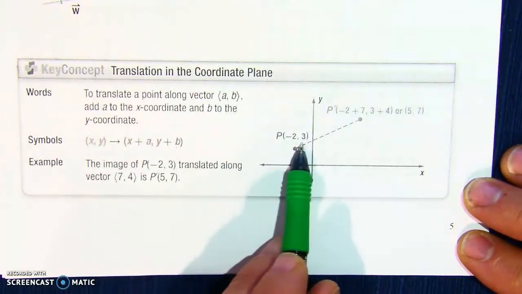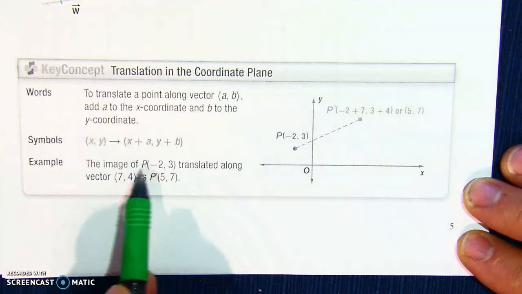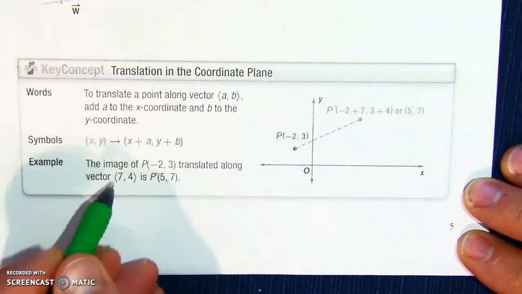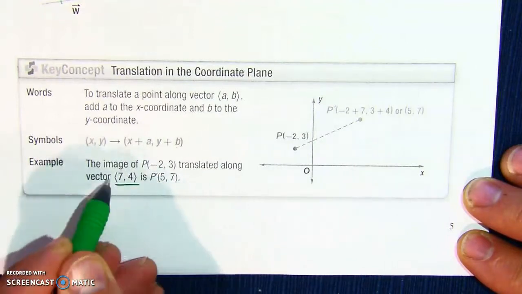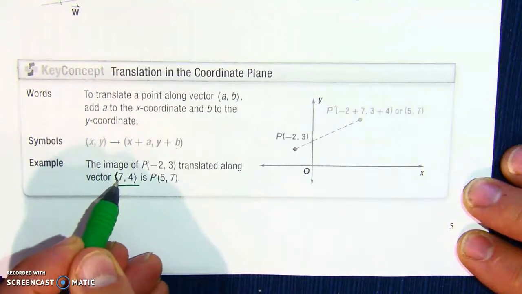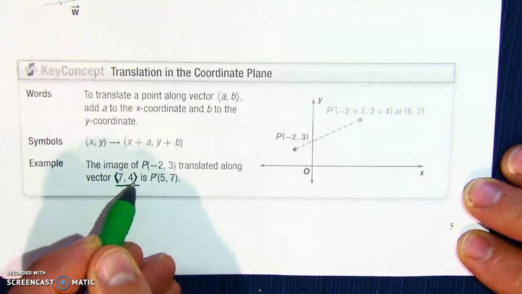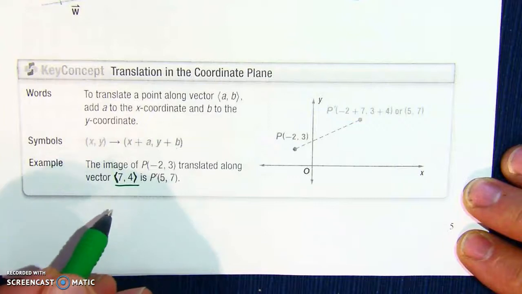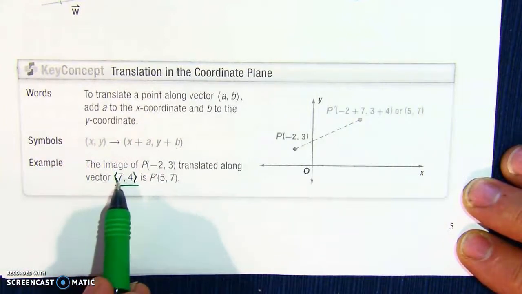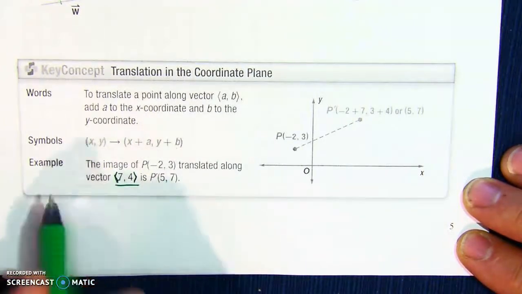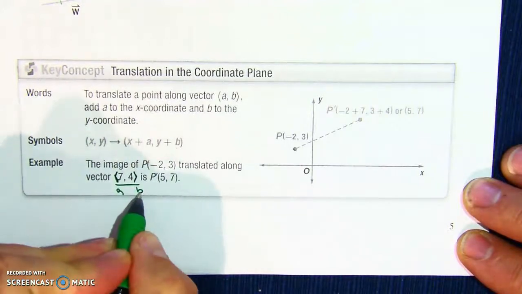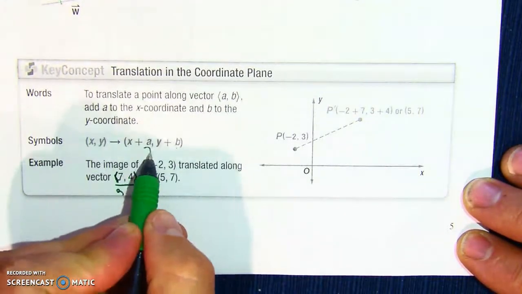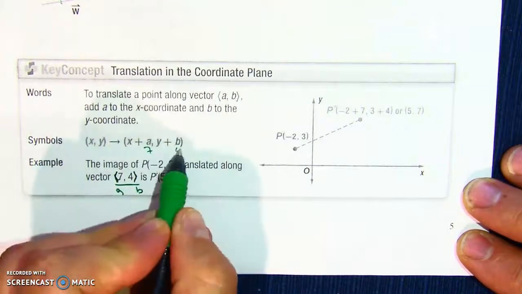Our original point is negative 2, 3, as it shows here. Now it says we have a vector. Notice the reason for a vector here is, look at the parentheses on this. They're almost like less than and greater than signs. So that tells us that's how we're going to move it. So this is going to be our A, and that's going to be our B. That means we're going to put a 7 in here, and a 4 in here.